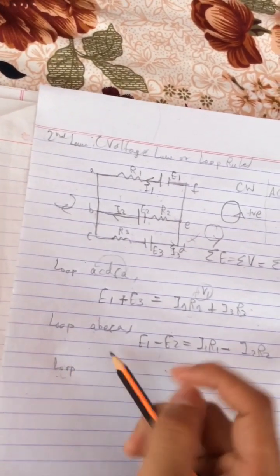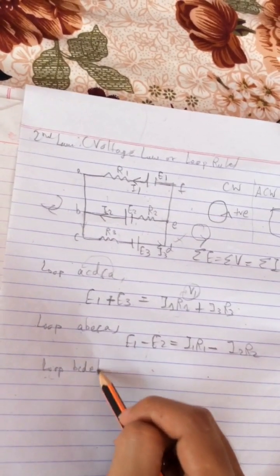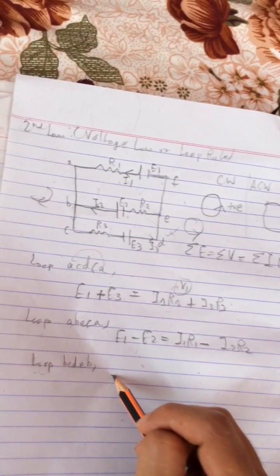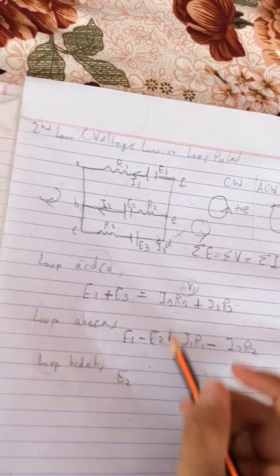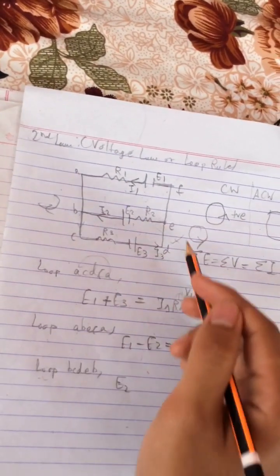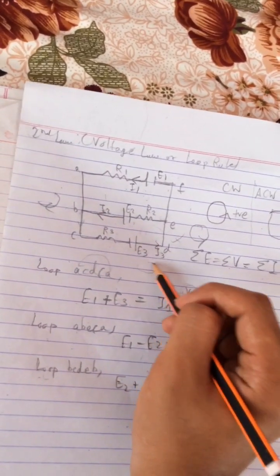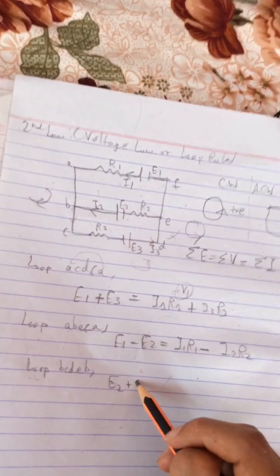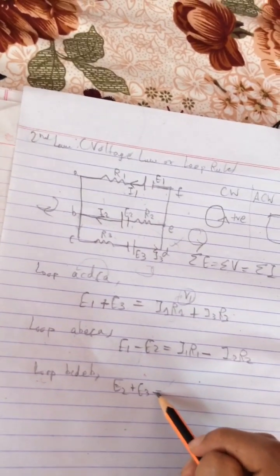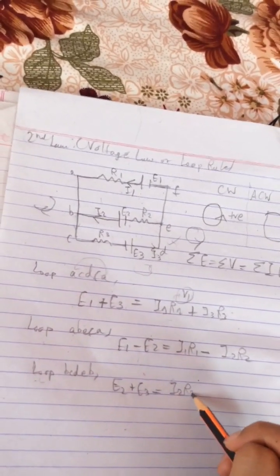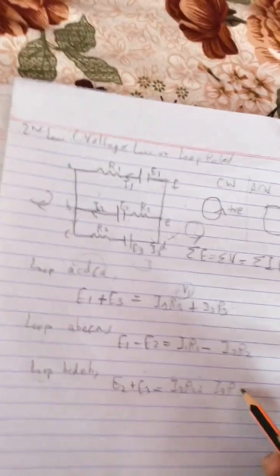Again in the last loop, B, C, D, E, B, E2 plus E3 equals I2 R2 plus I3 R3.